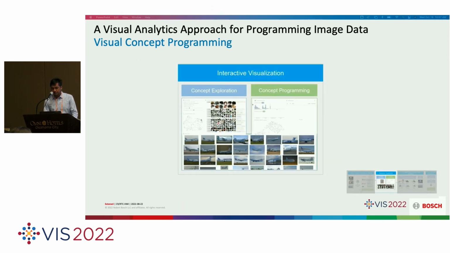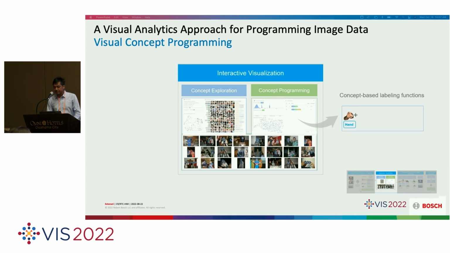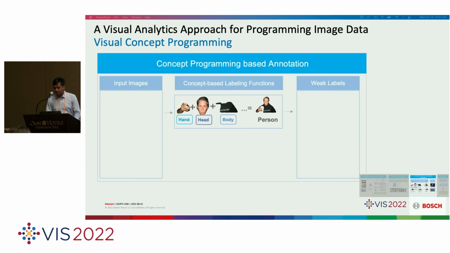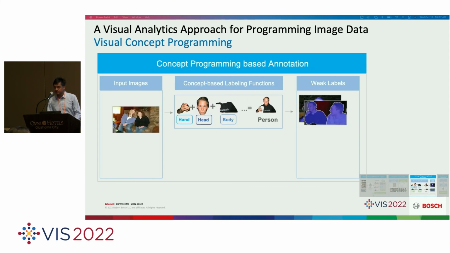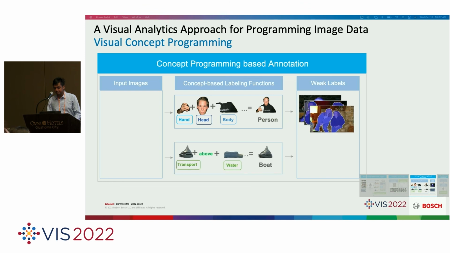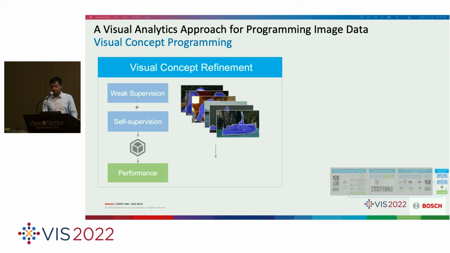We design interactive visualization to help users explore concepts and define labeling functions with the concepts. For example, a head concept plus hand plus body can form a bigger concept named person. Then we can apply these labeling functions to large-scale images and generate weak labels for the image datasets. Note here that we can use a small set of labeling functions to program unlimited image data. Finally, we can use these weak labels to train our model to improve both performance of downstream tasks and the quality of concepts.